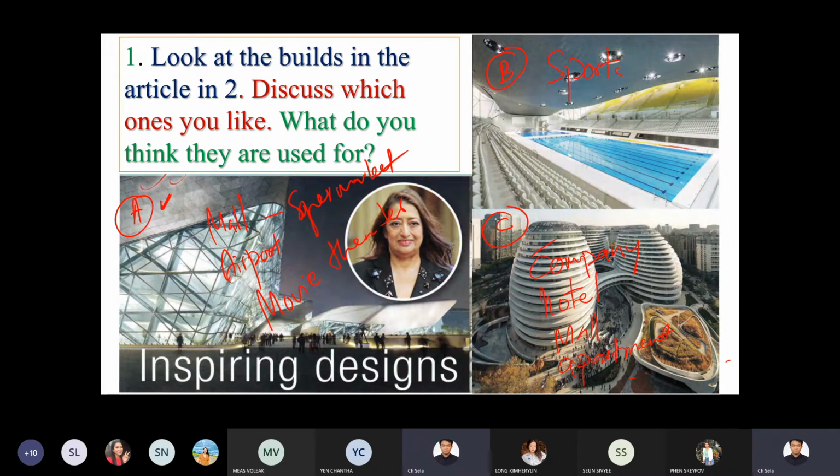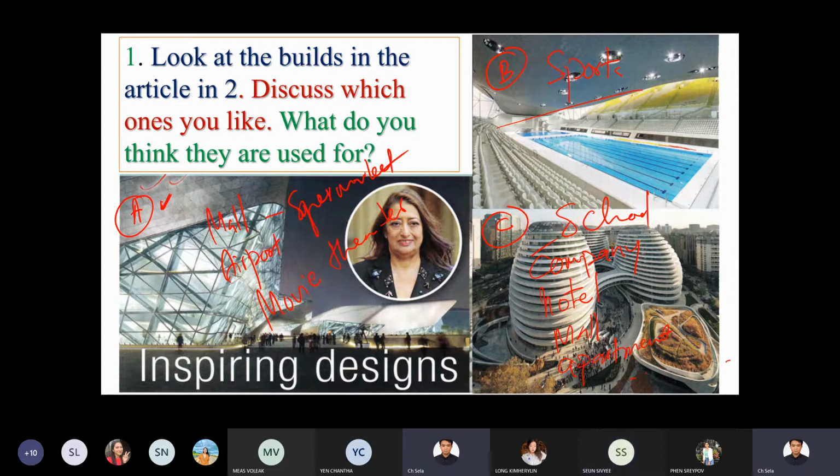And picture B, only sport, right? If you can see, it cannot be a mall. But you see only the water and the place to sit and see people doing sport. And picture C, yeah, can we repeat this one, school, everyone? Picture C, university, for example, right?